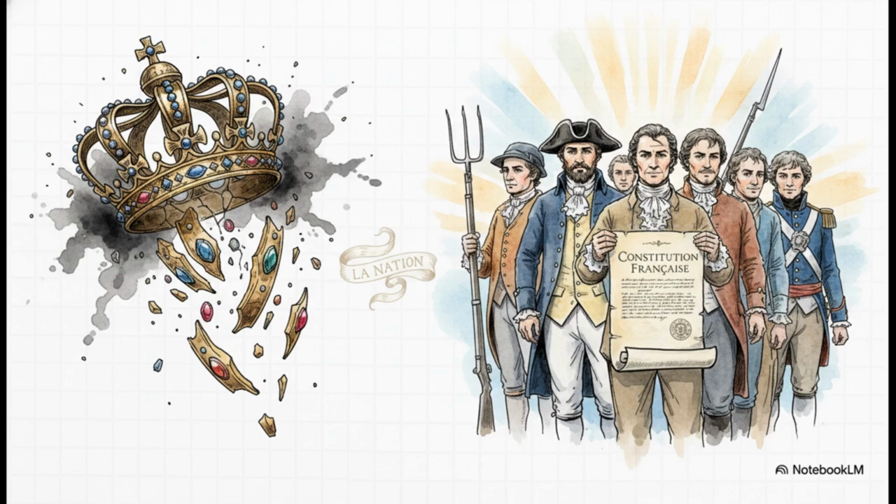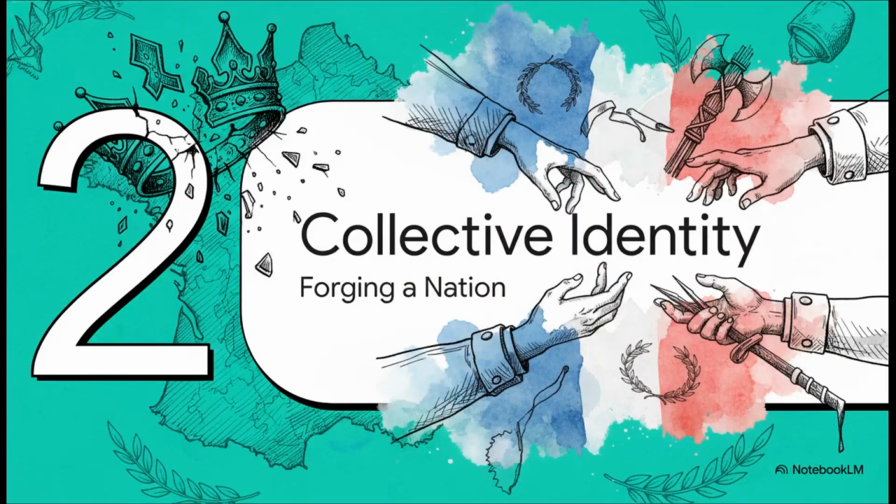That's what happened here. The revolution proclaimed that the people would, from then on, constitute the nation. Section 2. Forging a collective identity. Because tearing down a monarchy was really only half the battle.